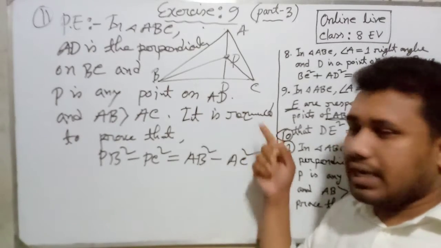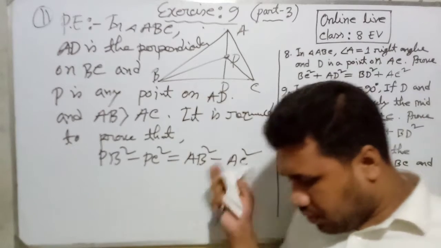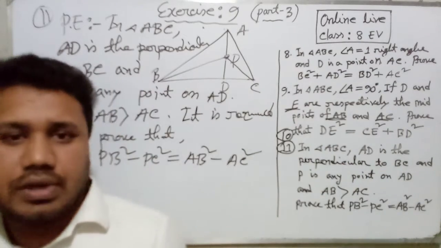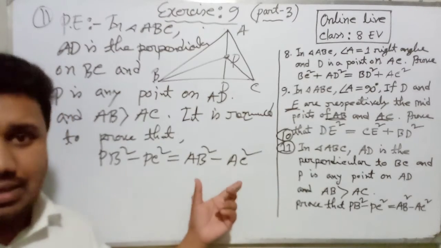You are required to prove this. So now this is our question demand. We have to prove that PB square minus PC square will be equal to AB square minus AC square.